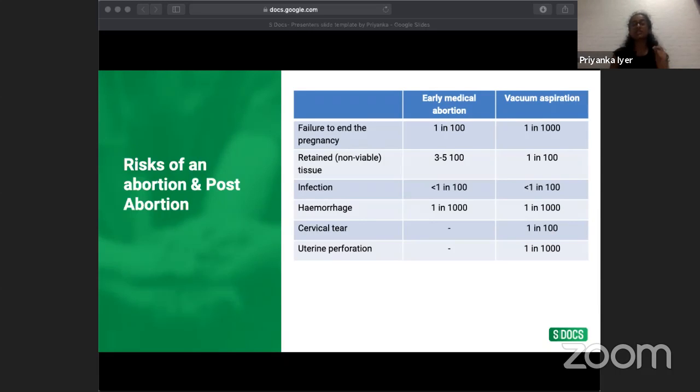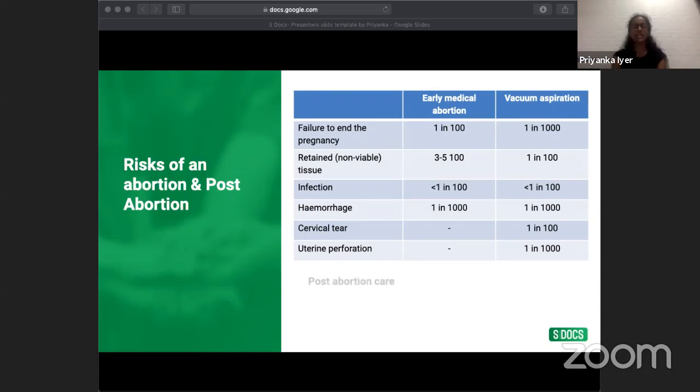And it's really important to counsel women because if these infections are untreated, they can lead to pelvic inflammatory disease. And this can present as pelvic pain and infertility later on. Failure of the abortion is another complication. Extremely rare complications, which are specific to surgical abortions, are cervical trauma or cervical tears, which are under 1 in 100, and uterine perforation, which is again extremely rare, 1 to 4 in 1,000 procedures.